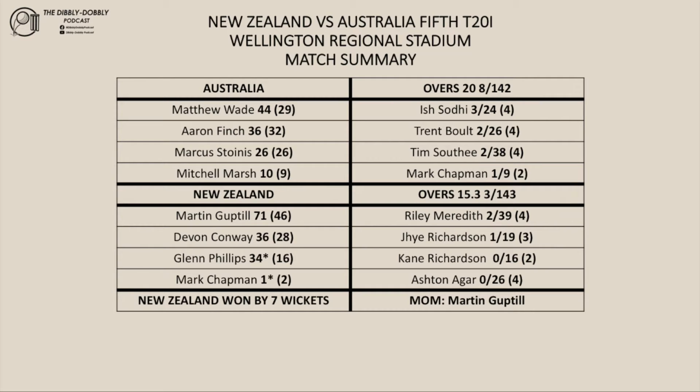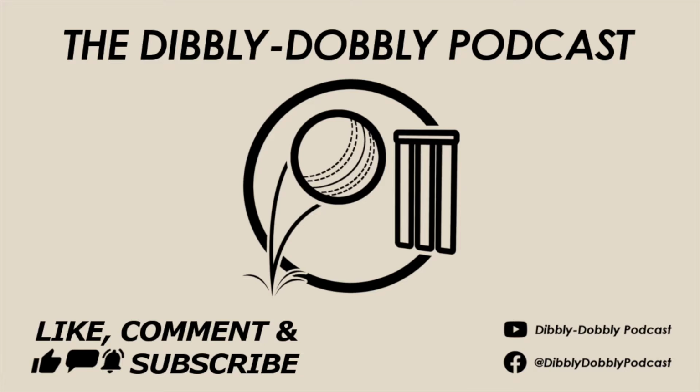New Zealand chased down the runs to finish 3 for 143 from 15.3 overs. Martin Guptill top scored with 71 off 46 balls. And Riley Meredith took 2 for 39 from his 4 overs for Australia. New Zealand won by 7 wickets and win the series 3-2, and Martin Guptill was named man of the match for his 71. What were some of the key factors to deciding this match between New Zealand and Australia?